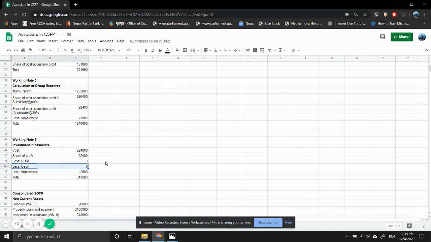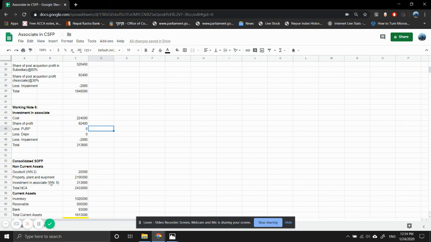So depreciation could do that, because the excess depreciation will actually go up. Okay, so in case of impairment as well, the impairment might be due to different reasons when the recoverable amount is less than its carrying amount. Okay, so this is basically how you calculate your investment in associate.